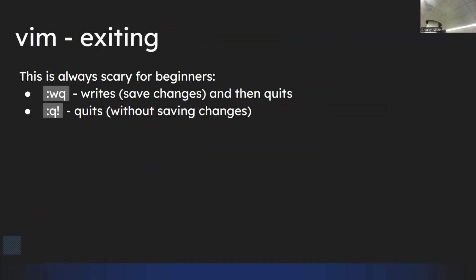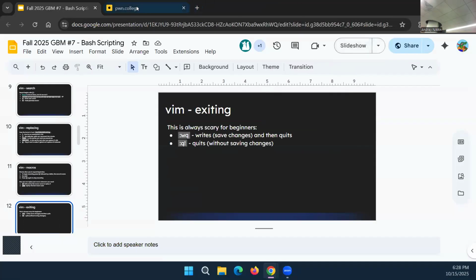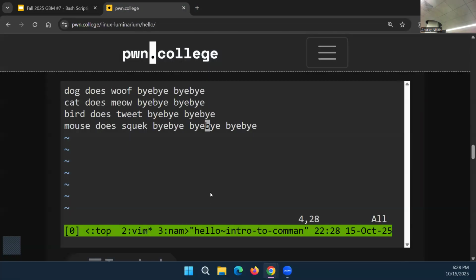And then the last thing is exiting. So let's say I want to save what I wrote in a file. There's 2 things I can do. One, I want to save my changes. So I'm going to do colon and then WQ to write to the file and quit. So it's going to save my changes and exit.